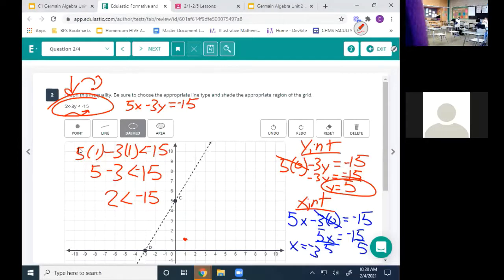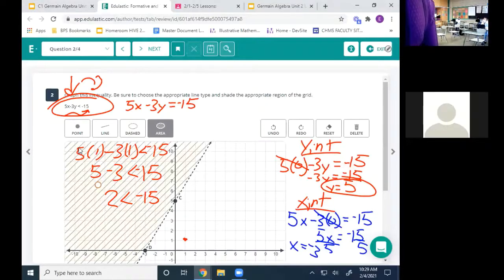Is this a true statement, John, or a false statement? False statement. So where am I going to shade? The opposite side of the graph, because this point is not a solution. So this region is not going to be shaded. We're going to shade on the opposite side. So you're going to hit your area button and you click it. Boom.